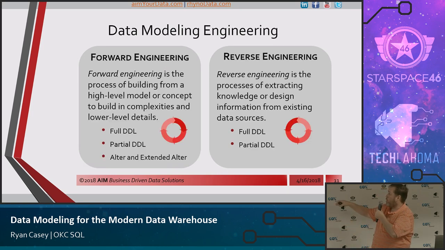So we have forward engineering, and the professional tools, say like Erwin or Idera ER Studio, they can do forward engineering, full DDL, partial DDL, and alter and extended creates. And on the reverse, they can do full DDL and partial DDL. So that means they can generate all your scripts for you. So that's a really important feature.